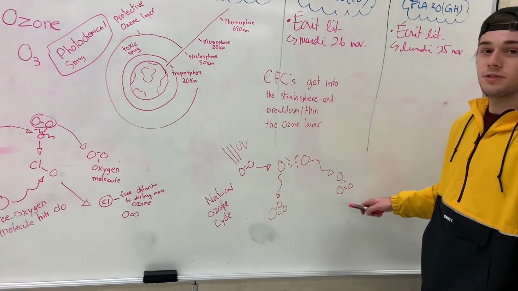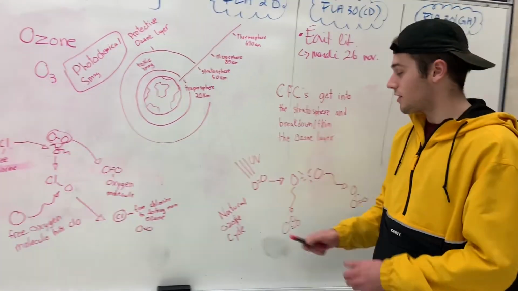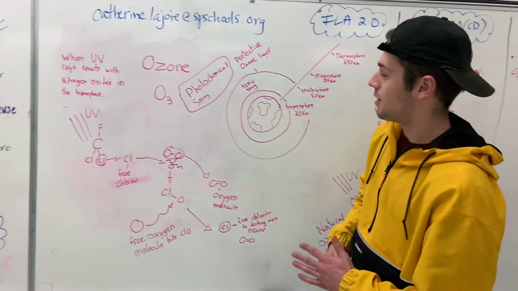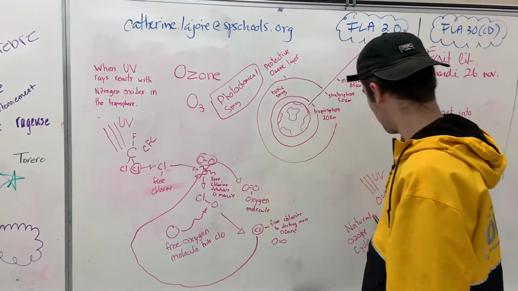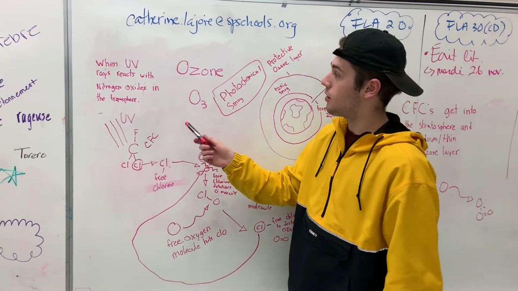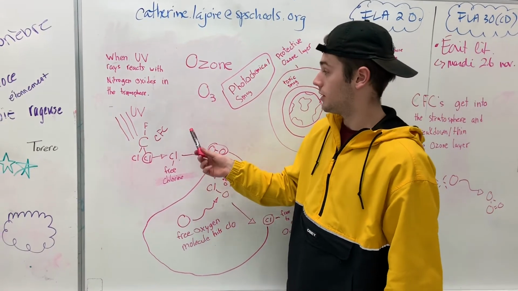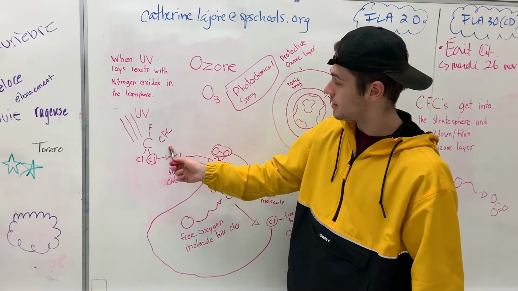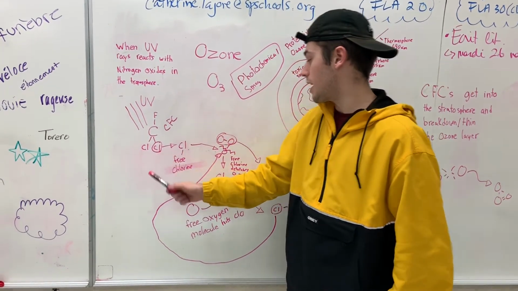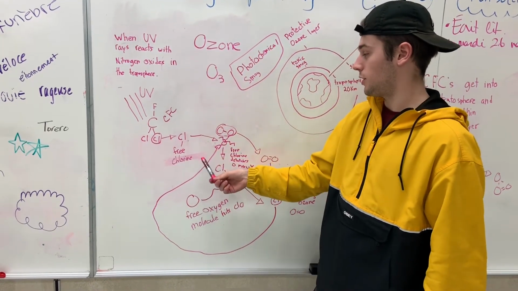And same thing happens over here. Okay, so now that we know how the natural ozone cycle works, we can see how the CFCs destroy the ozone layer. First of all, UV rays will hit the CFC, and it'll actually detach one of the chlorines from it, and that becomes the free chlorine.